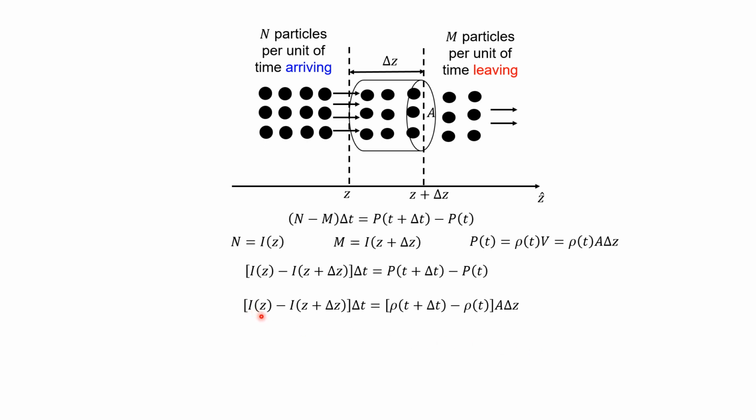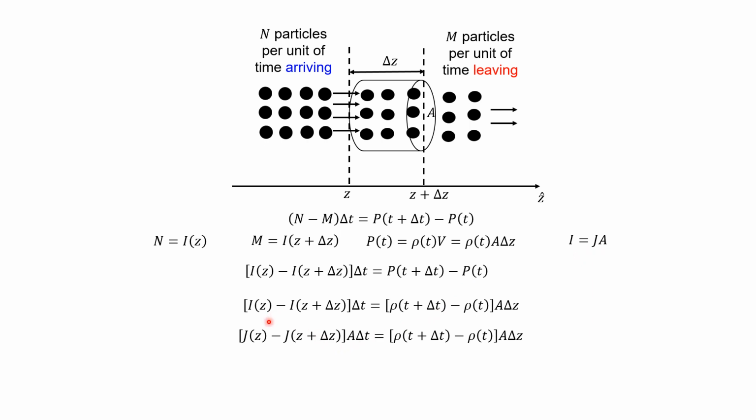But it's better to use current density instead of current. And if you recall, current density by definition is the total current divided by the cross-sectional area. So the total current is the current density times the area.